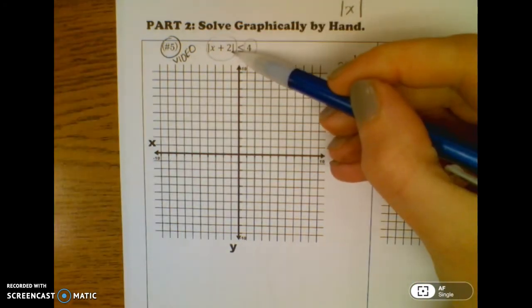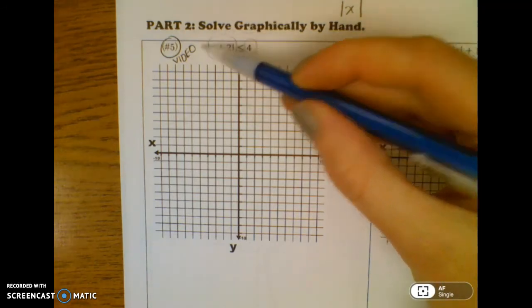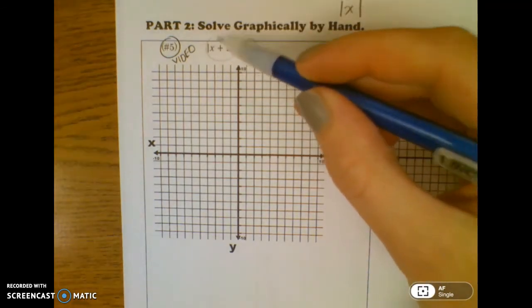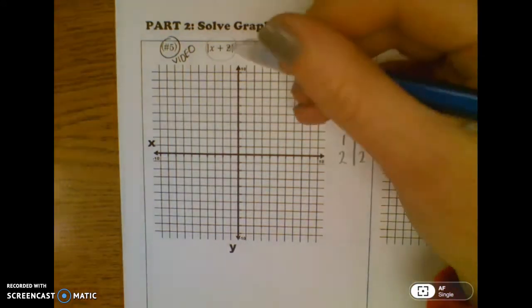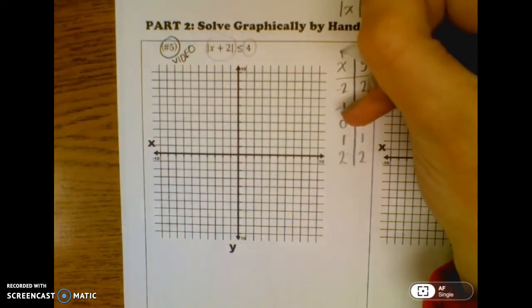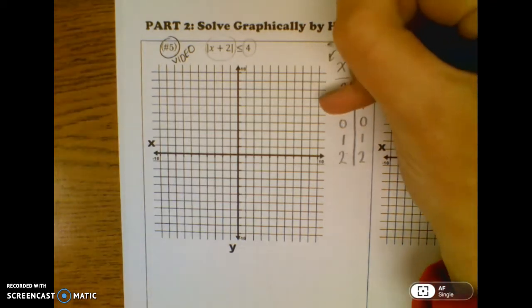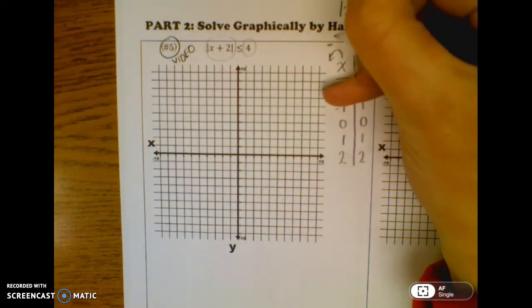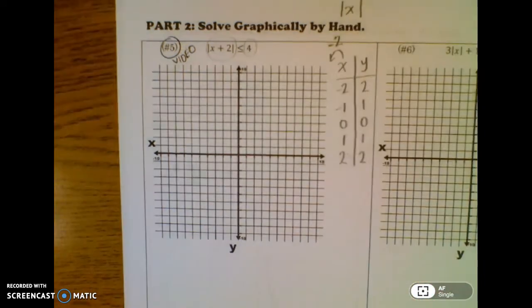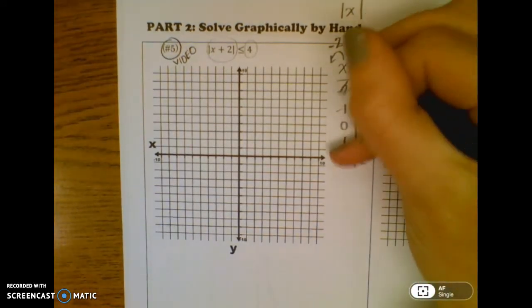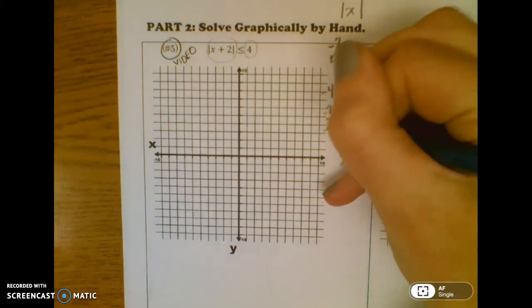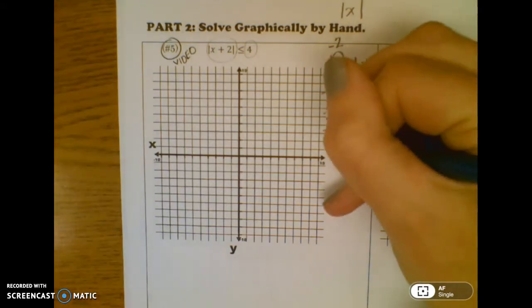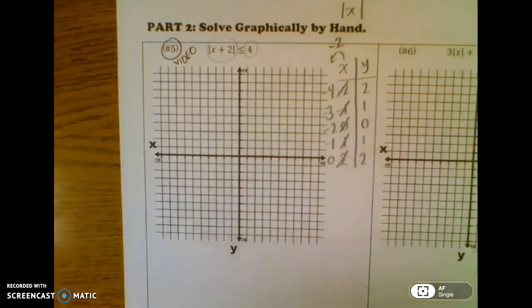Then looking at this absolute value equation, I have +2 inside the absolute value brackets with the x, so that's a horizontal shift to the left. A horizontal shift to the left affects the x values. All of them will shift to the left 2 spaces. So I'll subtract 2 from all my x values of my parent function. -4, subtract 2, I get -3, -2, -1, and 0.